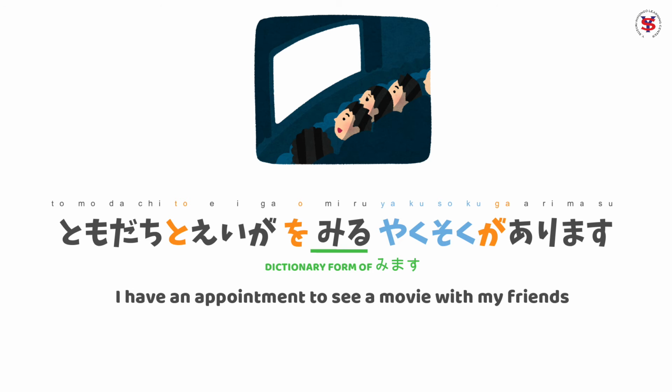So, again, all in all, that's 友達と映画を見る約束があります。Alright, so alam na natin paano sabihin sa Japanese ang mga lakad at appointments natin gamit ang pattern na natutunan natin ngayon.